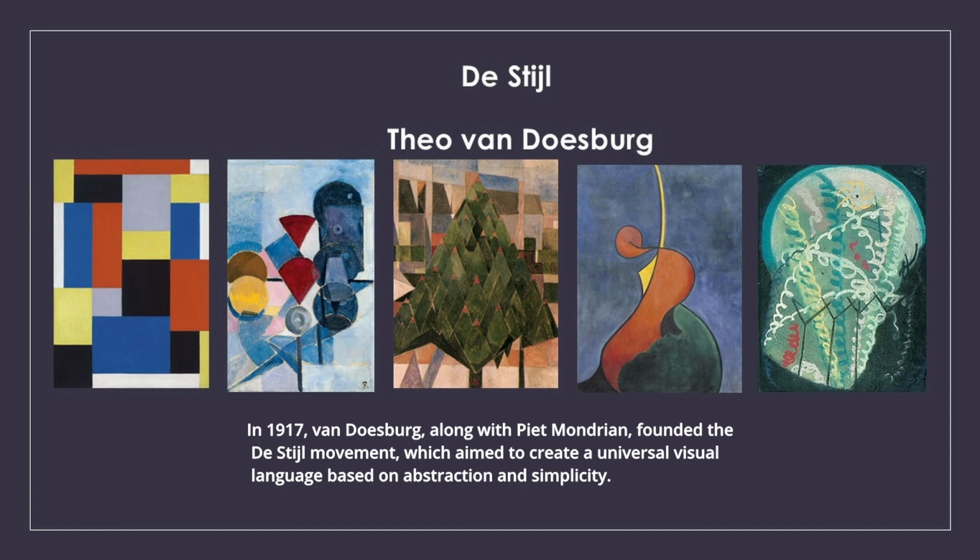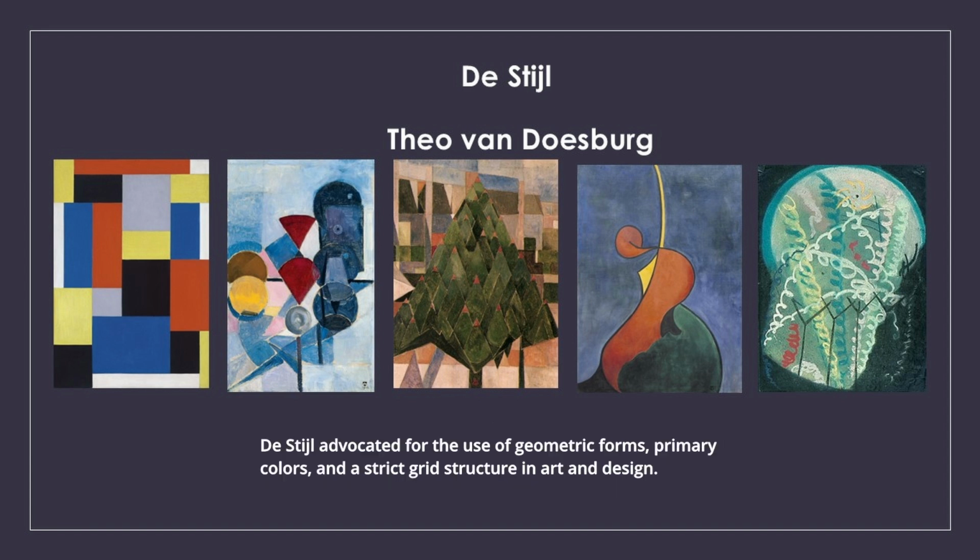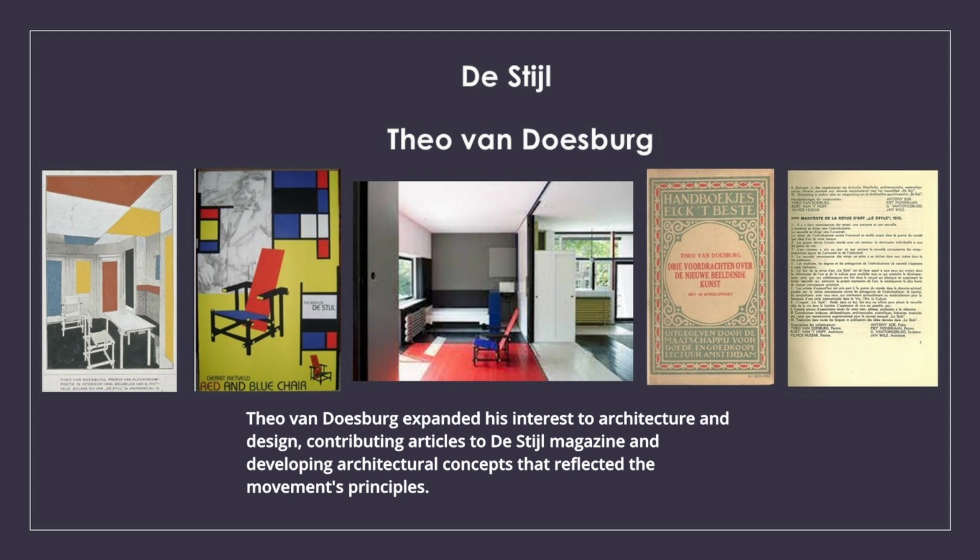In 1917, Van Doesburg, along with Piet Mondrian, founded the Stijl movement, which aimed to create a universal visual language based on abstraction and simplicity. Stijl advocated for the use of geometric forms, primary colors, and a strict grid structure in art and design. Theo van Doesburg expanded his interest to architecture and design, contributing articles to Stijl magazine and developing architectural concepts that reflected the movement's principles.